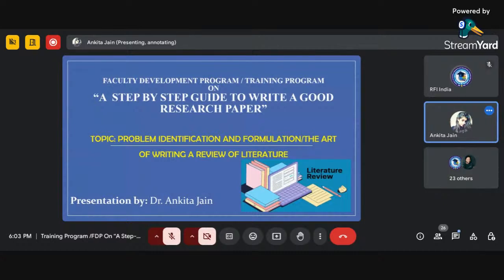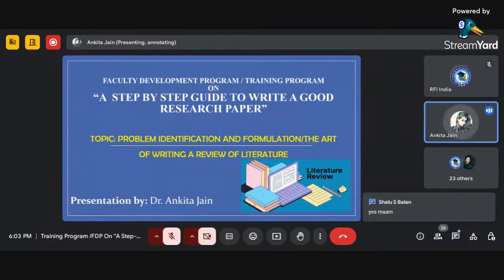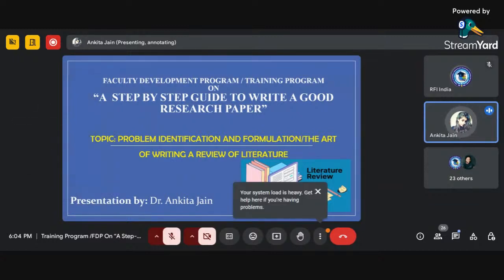So, yes, I am Ankita Jain, and today I'm going to take a session on problem identification and formulation, and also the art of writing a review of literature. In this FDP training program on a step-by-step guide to write a good research paper, there are a total of 10 sessions in this workshop, and we are going to talk about a number of activities, the steps which should be taken while we are writing a good research paper.